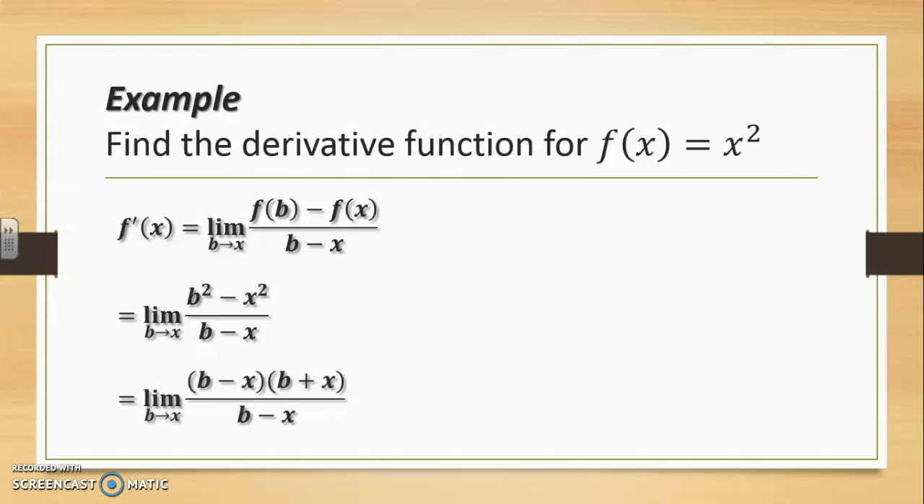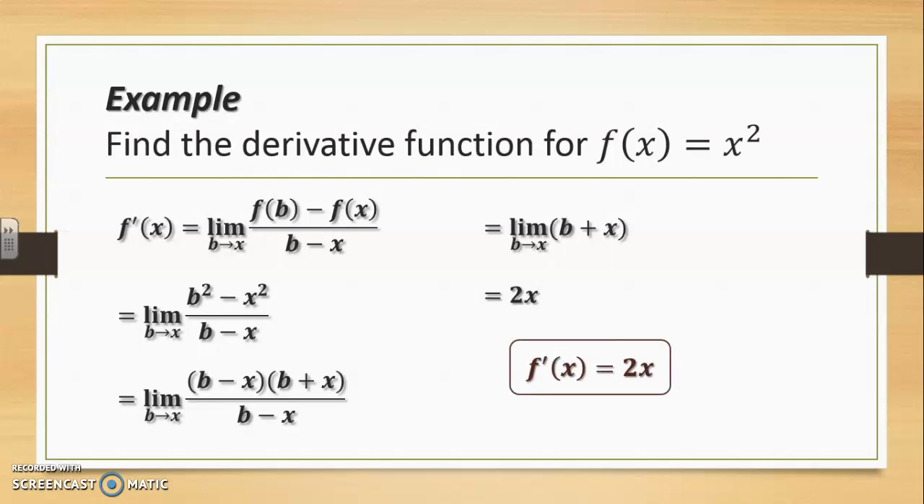So at the numerator, a difference of squares appears that leads to common b minus x's, which can be eliminated, and the resulting expression b plus x has a limit value that will head towards 2x when b is replaced by x through direct substitution.